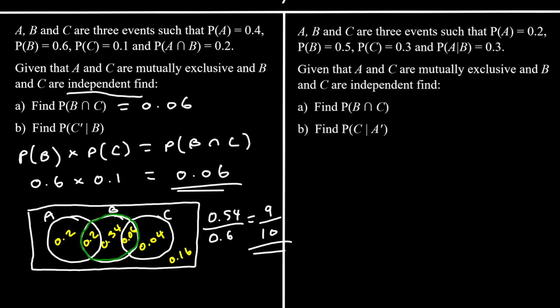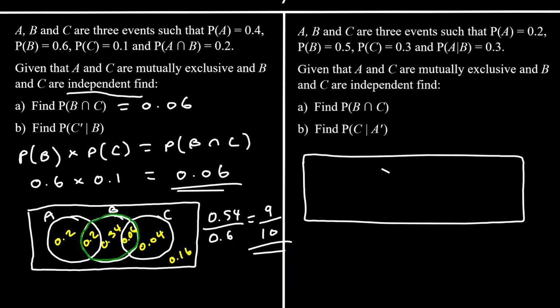And one for you to try. So see if you can give this one a go. So I think it's going to be a similar question. We've got A, B, and C, 3 events. We've got the probability of A, the probability of B, the probability of C, and this time we've got the probability of A given B. A and C are mutually exclusive. B and C are independent. So again, A and C can't happen at the same time. So we've got this kind of Venn diagram.